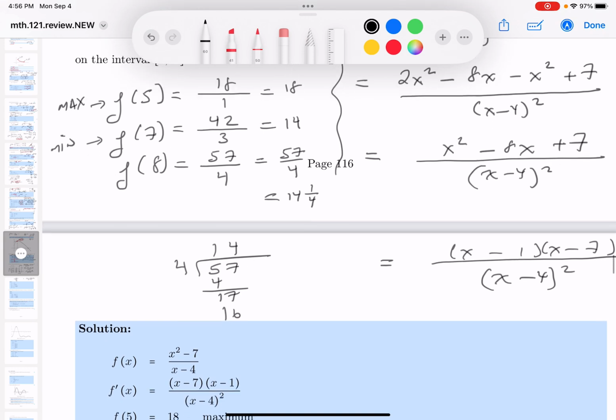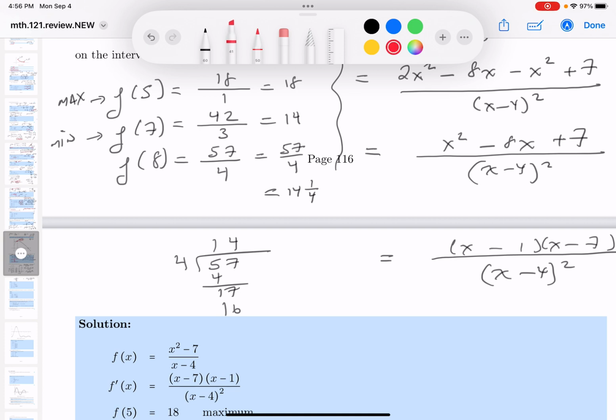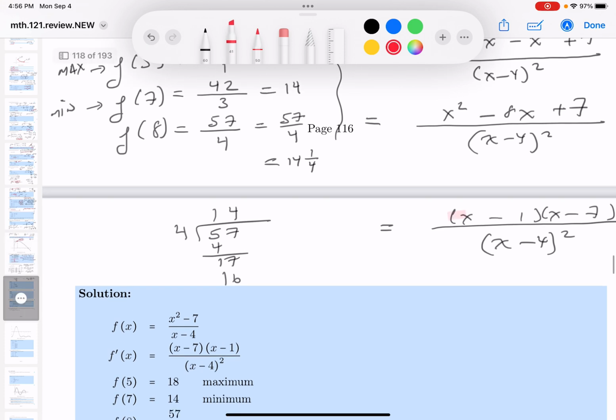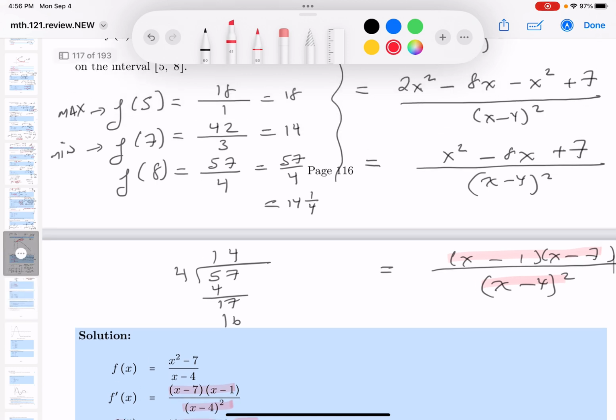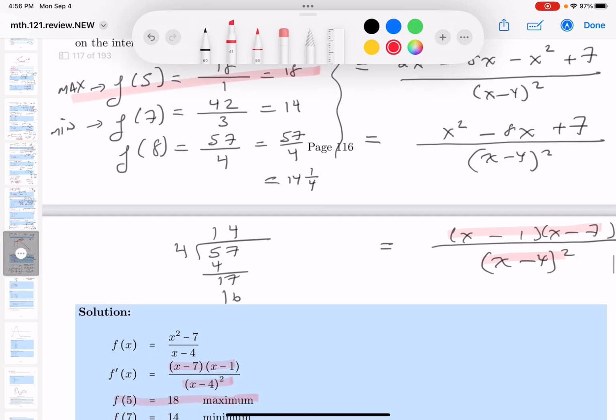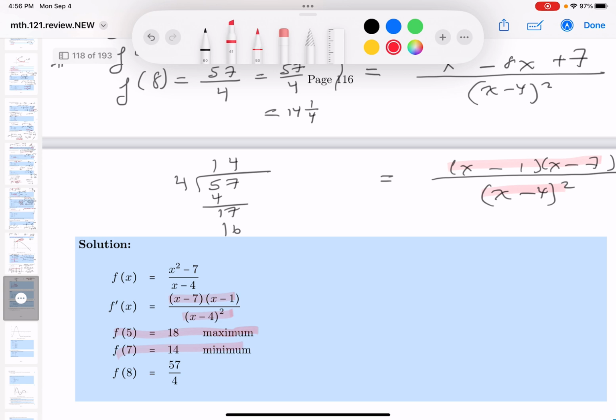All right, mistakes happen, and I want to encourage you to look at the answer keys. One thing in the answer key is look at the derivative. Do we get the correct derivative? Let's see, x minus 1, x minus 7. Yep. Did we get the maximum? And I said it was going to be 18. I said it occurred at 5. Yep, I got that.